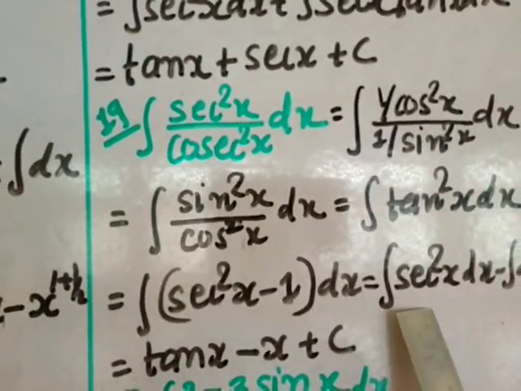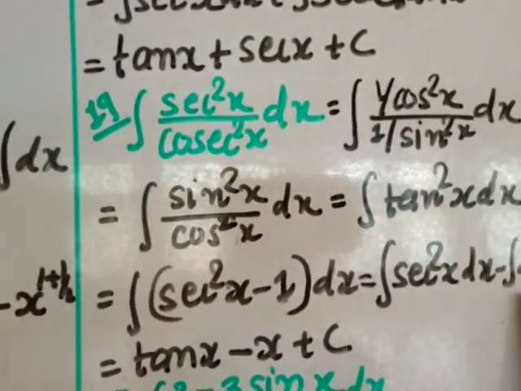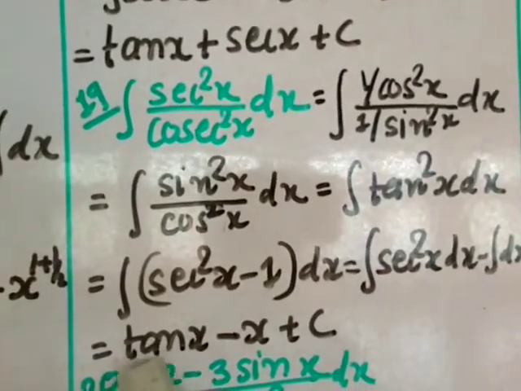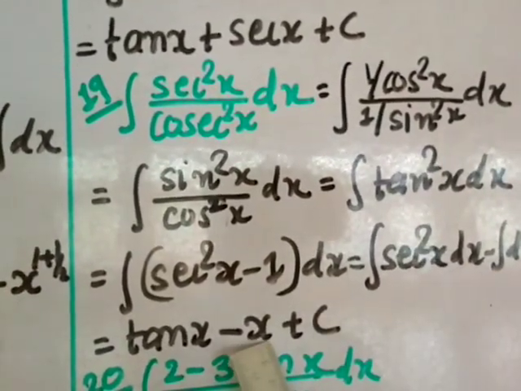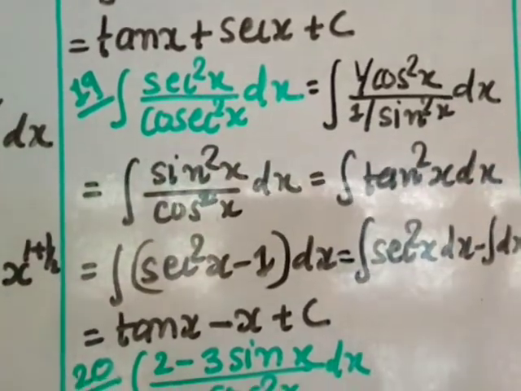Separately, integral of sec square x dx minus integral dx. Integral of sec square is tan x, and integral of dx is x, so minus x plus c. So that is the answer for question number 19.